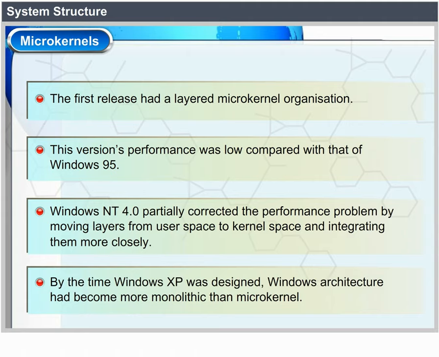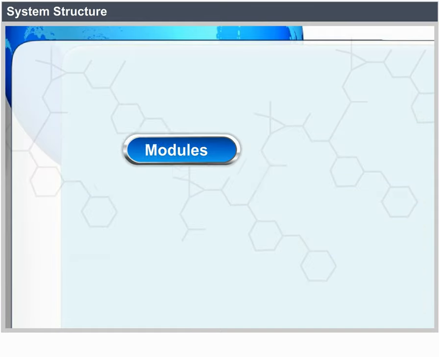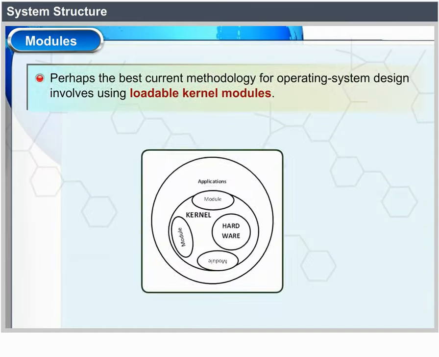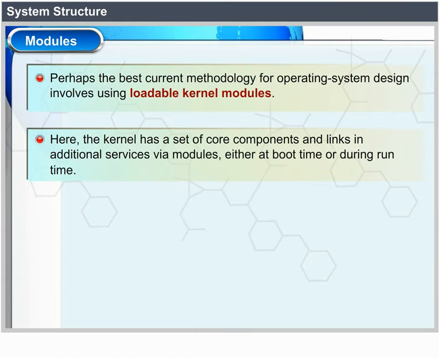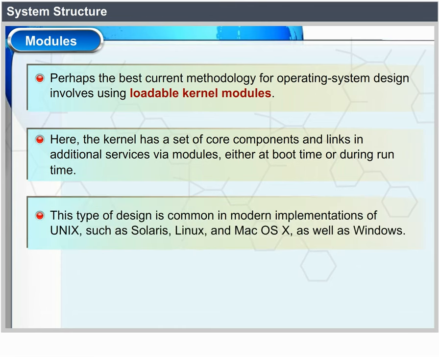Modules. Perhaps the best current methodology for operating system design involves using loadable kernel modules. Here, the kernel has a set of core components and links in additional services via modules, either at boot time or during runtime. This type of design is common in modern implementations of Unix, such as Solaris, Linux, and Mac OS X, as well as Windows.